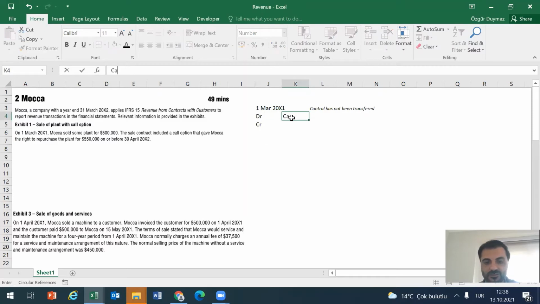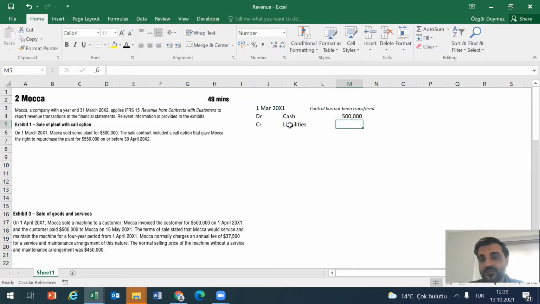Debit, this is cash because Mocha has collected the money of $500,000. And credit, it is not revenue because of not transferring the ownership of the plant. This is a kind of liability. But after 1 year, only if Mocha pays $550,000, it has a right to repurchase.